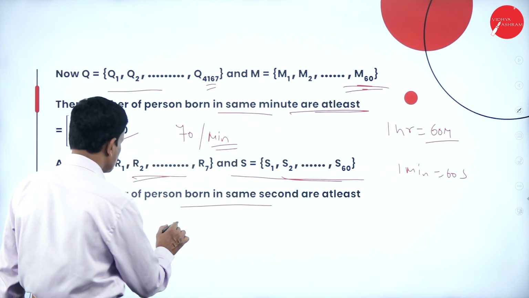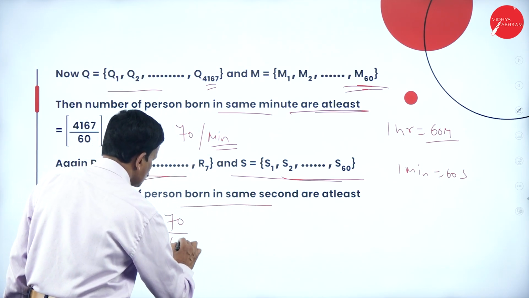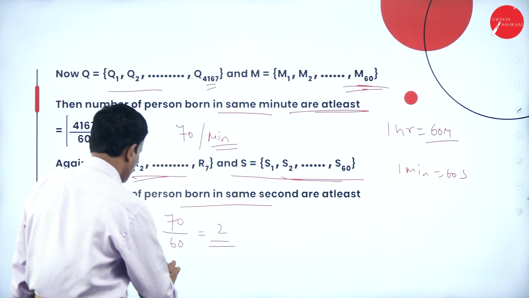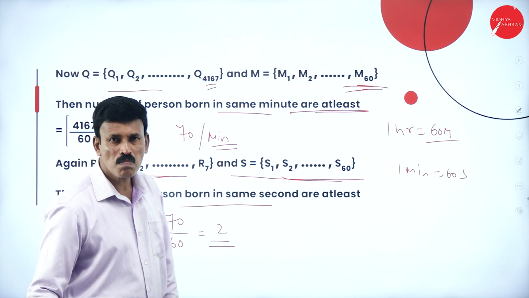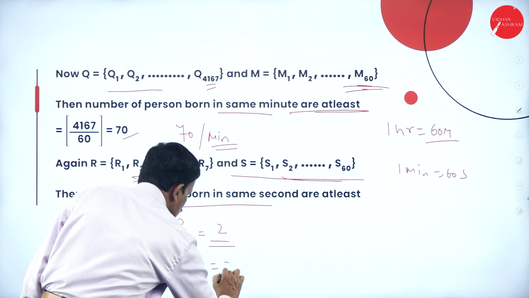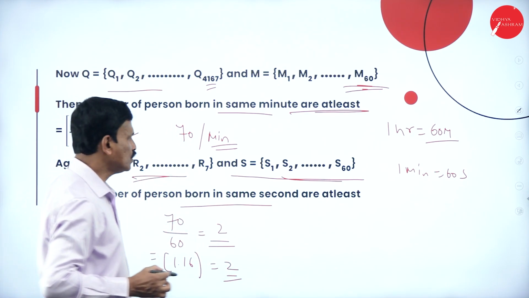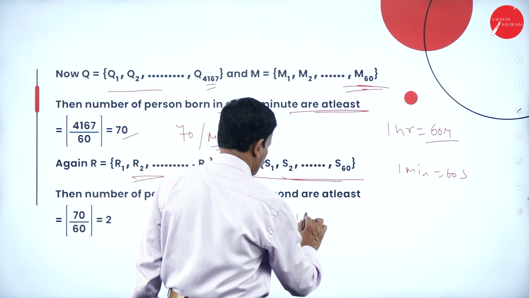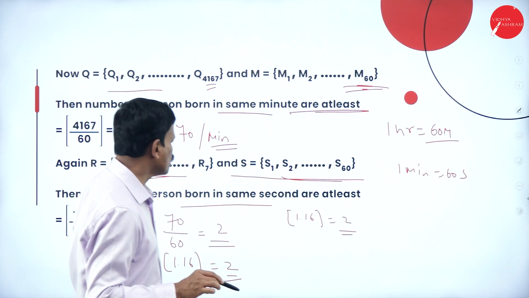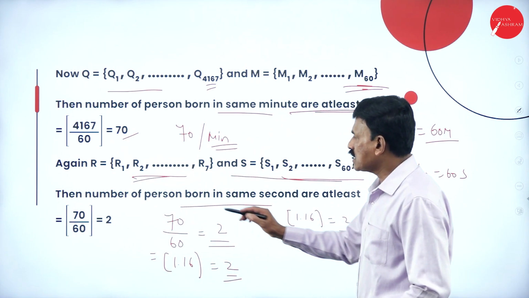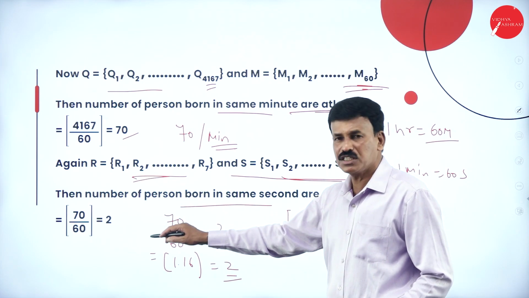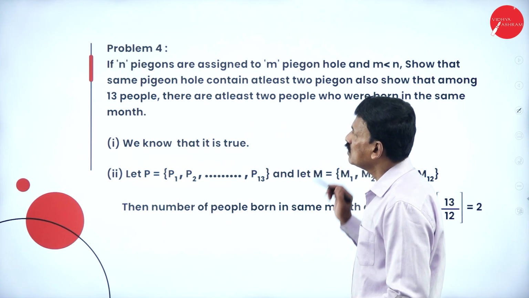That is nearly equal to 2. 70 divided by 60, which is nearly equal to 2, since it is the greatest integer function. So what is 70 by 60? It is 1.16. The greatest integer value of 1.16 is nearly equal to 2. So at least 2 persons are born in the same second. Now, what is to prove?